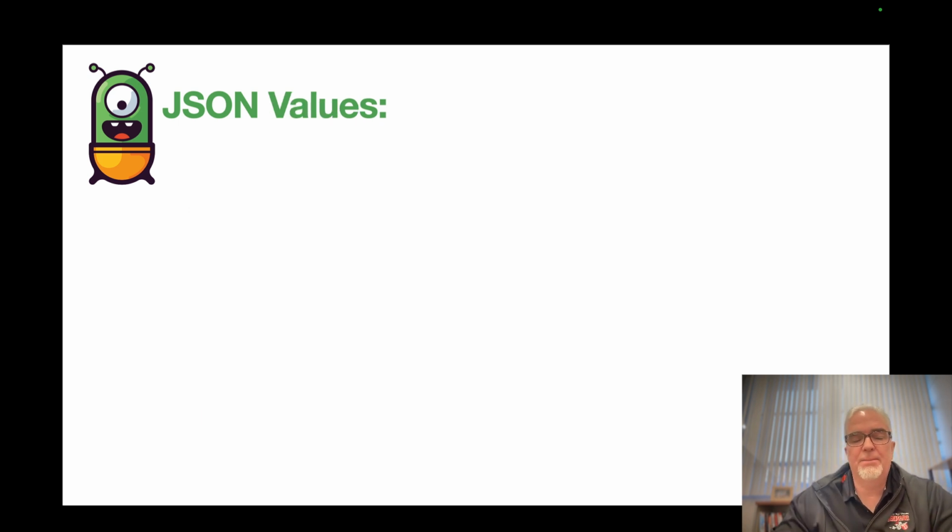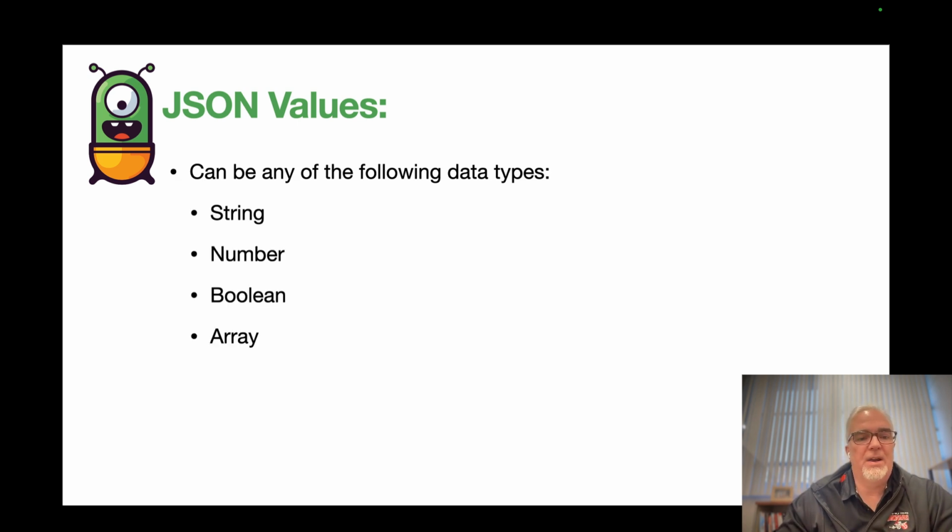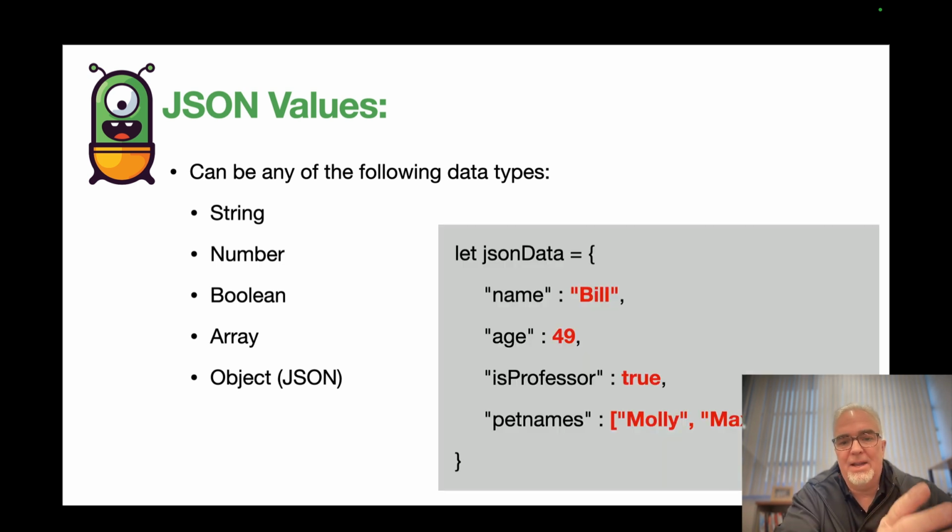So JSON values have some constraints, not as many as the keys, but they can be any one of the following data types. They can be a string, a number, a Boolean, an array, or even another JSON object, which allows us to have complex data objects in our code. So here's an example of the JSON data variable with the values highlighted. And the values are, of course, the string Bill, the number 49, the Boolean value true, and the array. I don't have an example here of a JSON string as a sub piece of that, but I will show you that in just a moment.